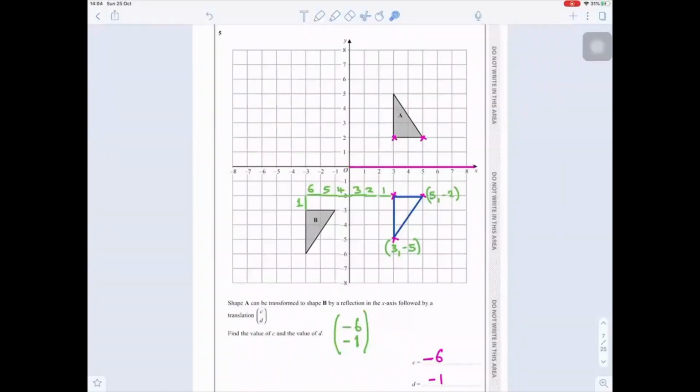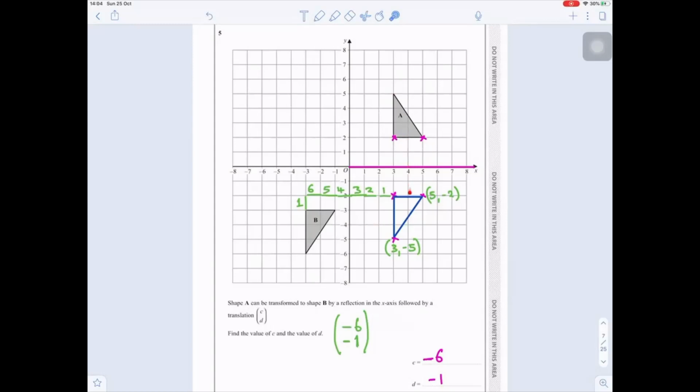Question number 5. Shape A can be transformed to shape B by a reflection in the x-axis followed by a translation (C D). Find the value of C and the value of D. So you start with shape A, you reflect it, and then you translate it.